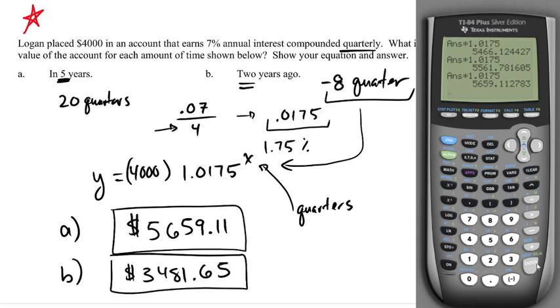The beauty of exponents. I can raise it to that power of 20 and it gives me the exact same thing. So yeah, 5 years in the future, at 7% annual compounded quarterly, we should have $5,659. And if somehow we could go back in time, having made the investment at a previous date, originally it would have been worth $3,481.65. If 2 years ago, right? That's it.